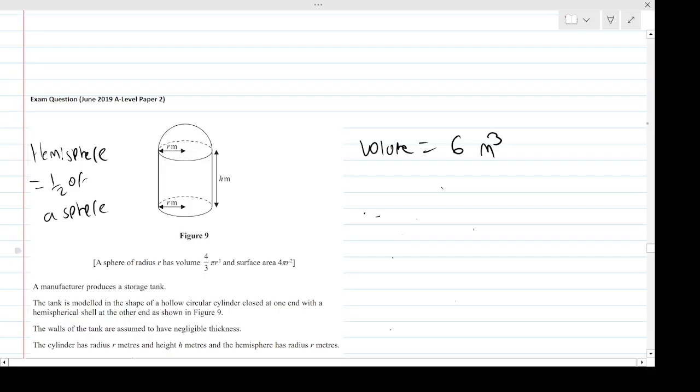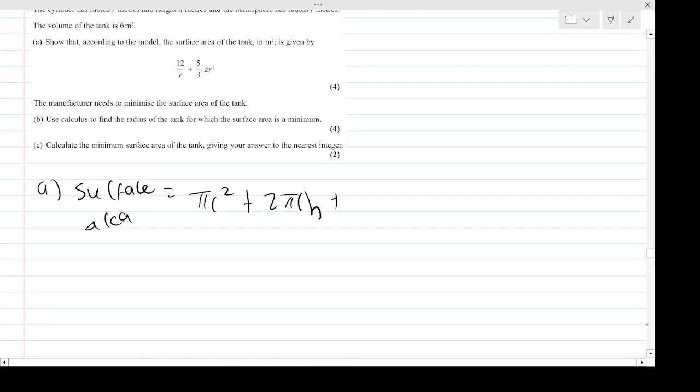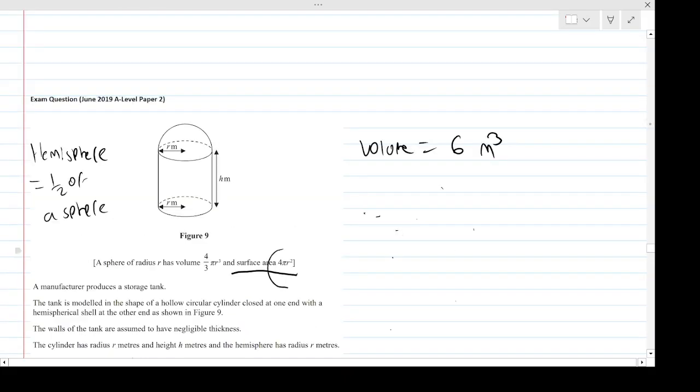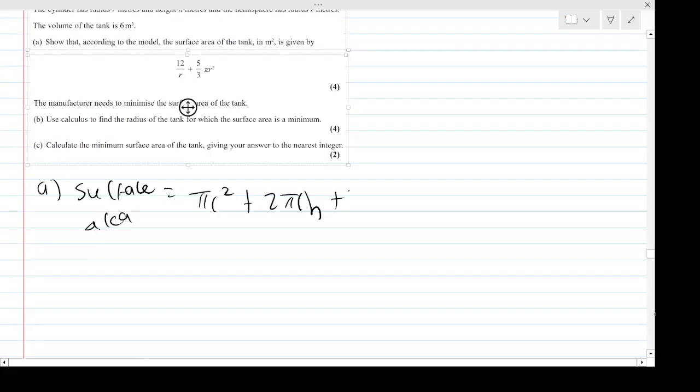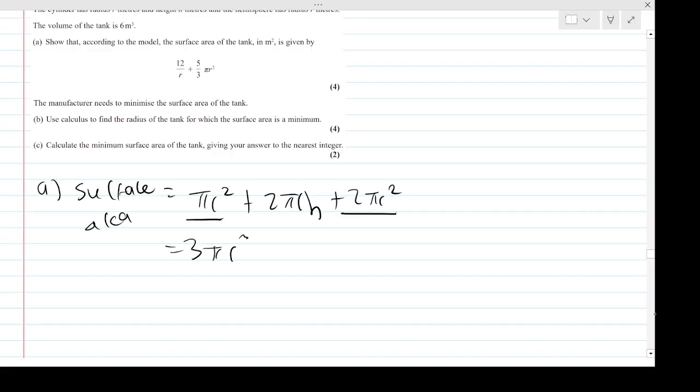But the sphere surface area is 4 pi r squared. So the hemisphere is going to be half of that, half of the sphere, right? So half of 4 pi r squared is going to be 2 pi r squared, right? So I can just add that on. But then I can collect the pi r squared terms to be 3 pi r squared, add 2 pi r h. And there we are. That's my surface area. Okay.